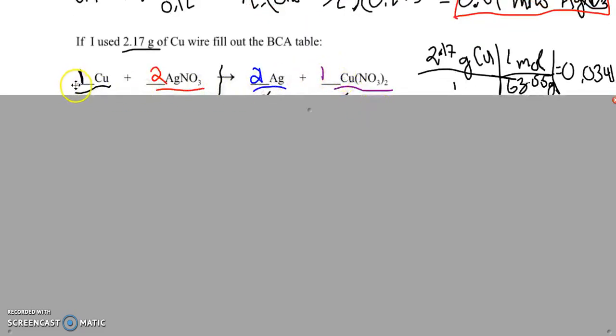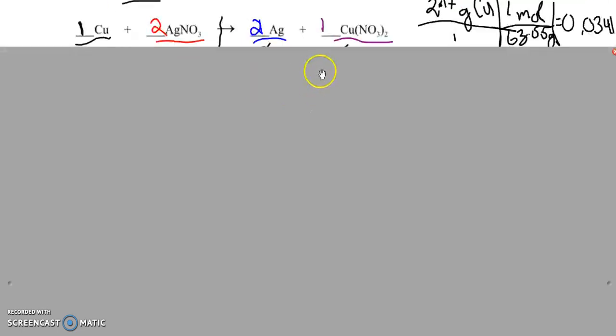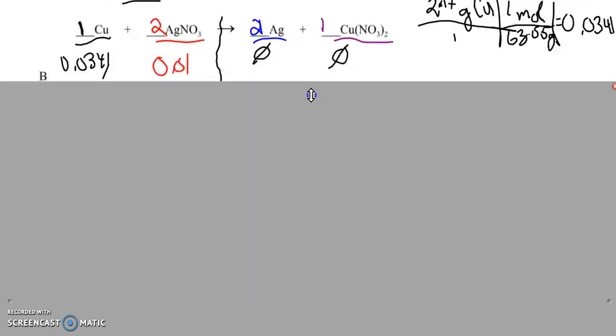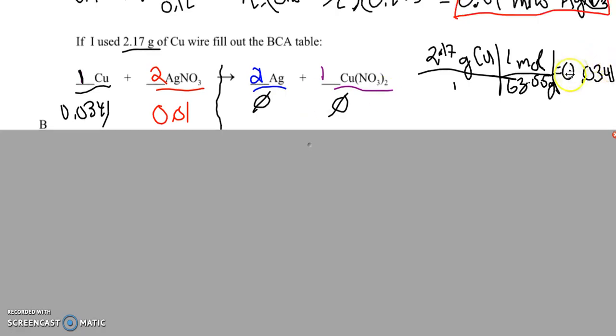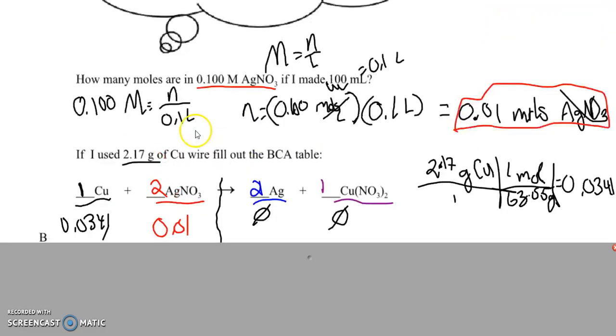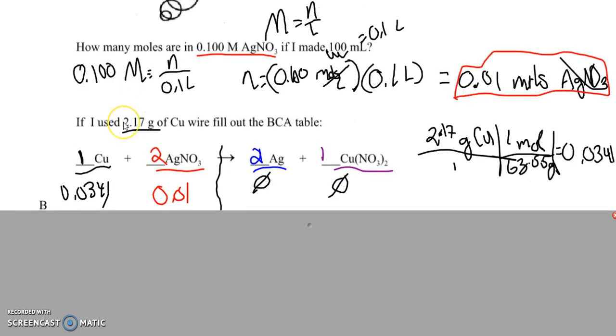So first step, you have to write and balance your equation. So we have 1 copper plus 2 silver nitrate gives me 2 silver plus 1 copper nitrate. So let's look at what we started with. Before the reaction starts, I know that I have 0.0341 moles of copper. That's from my dimensional analysis. And I have 0.01 moles of silver nitrate. Now where did I get that from? That was my molarity equation up here when I solved for n number of moles.